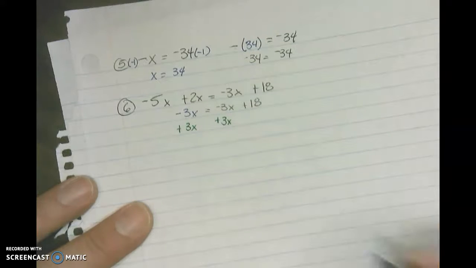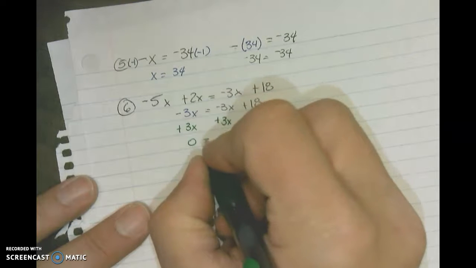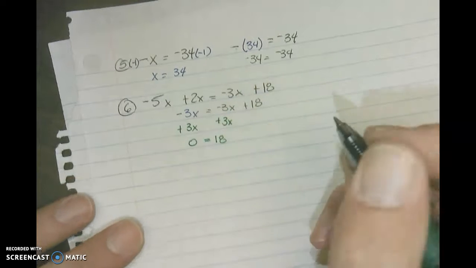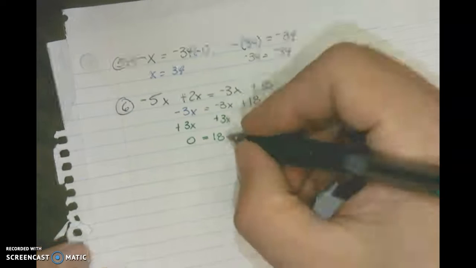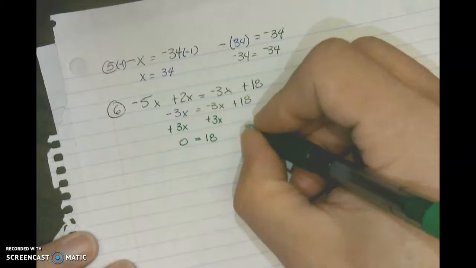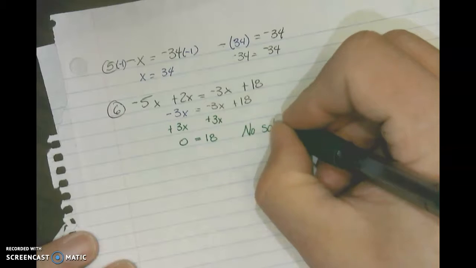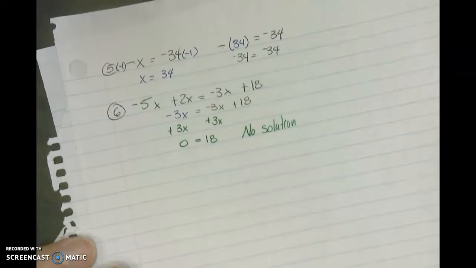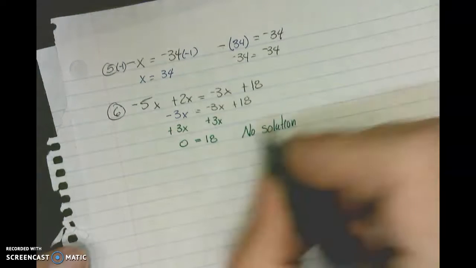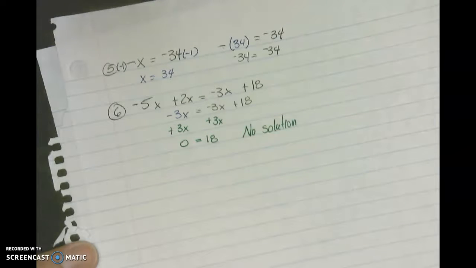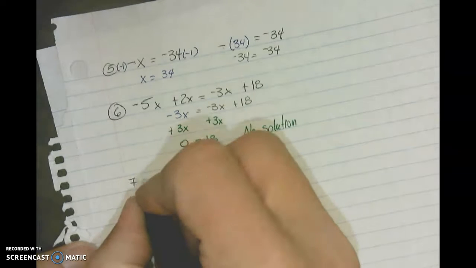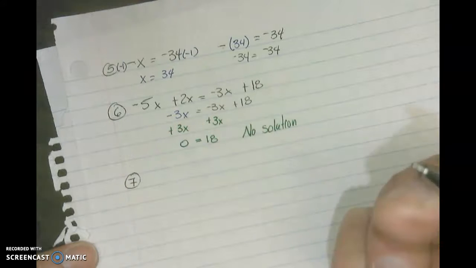So then I get 0 is equal to 18. Now, is that true? Can we have 0 equals 18? So then we're going to put here and say that this one has no solution. Okay? So if you ever have something that's not true, I want you to write no solution. And there's no check to go with that because, again, there's no solution.